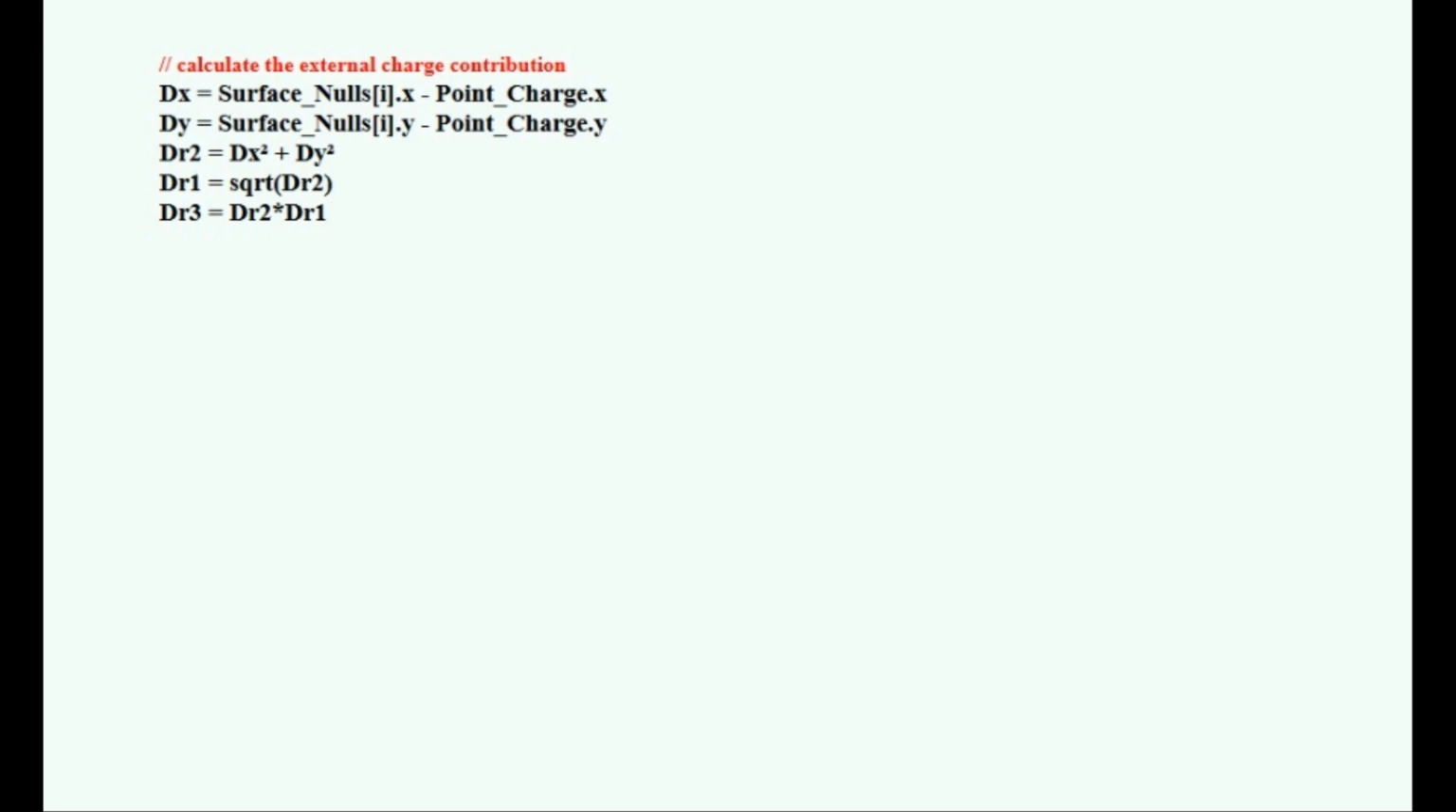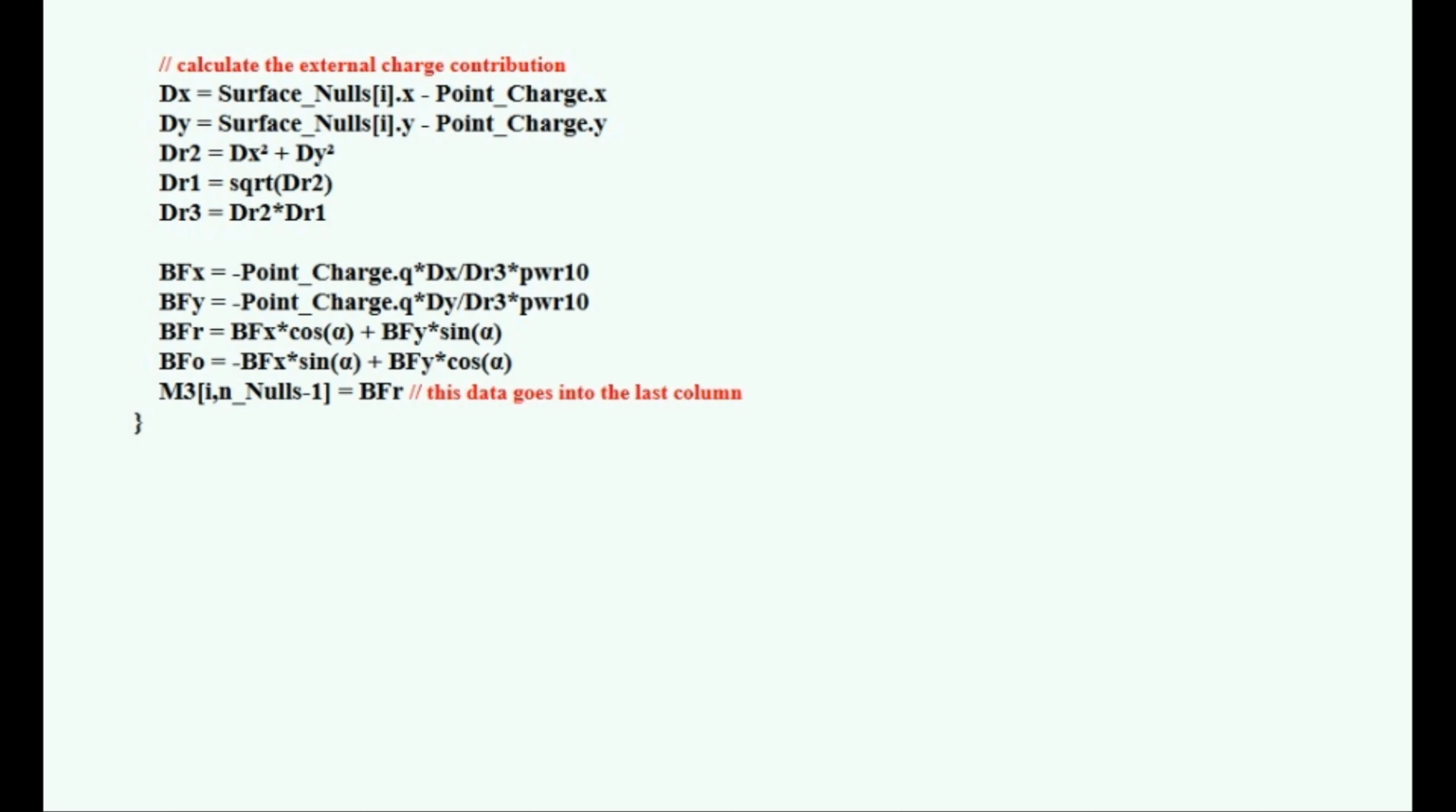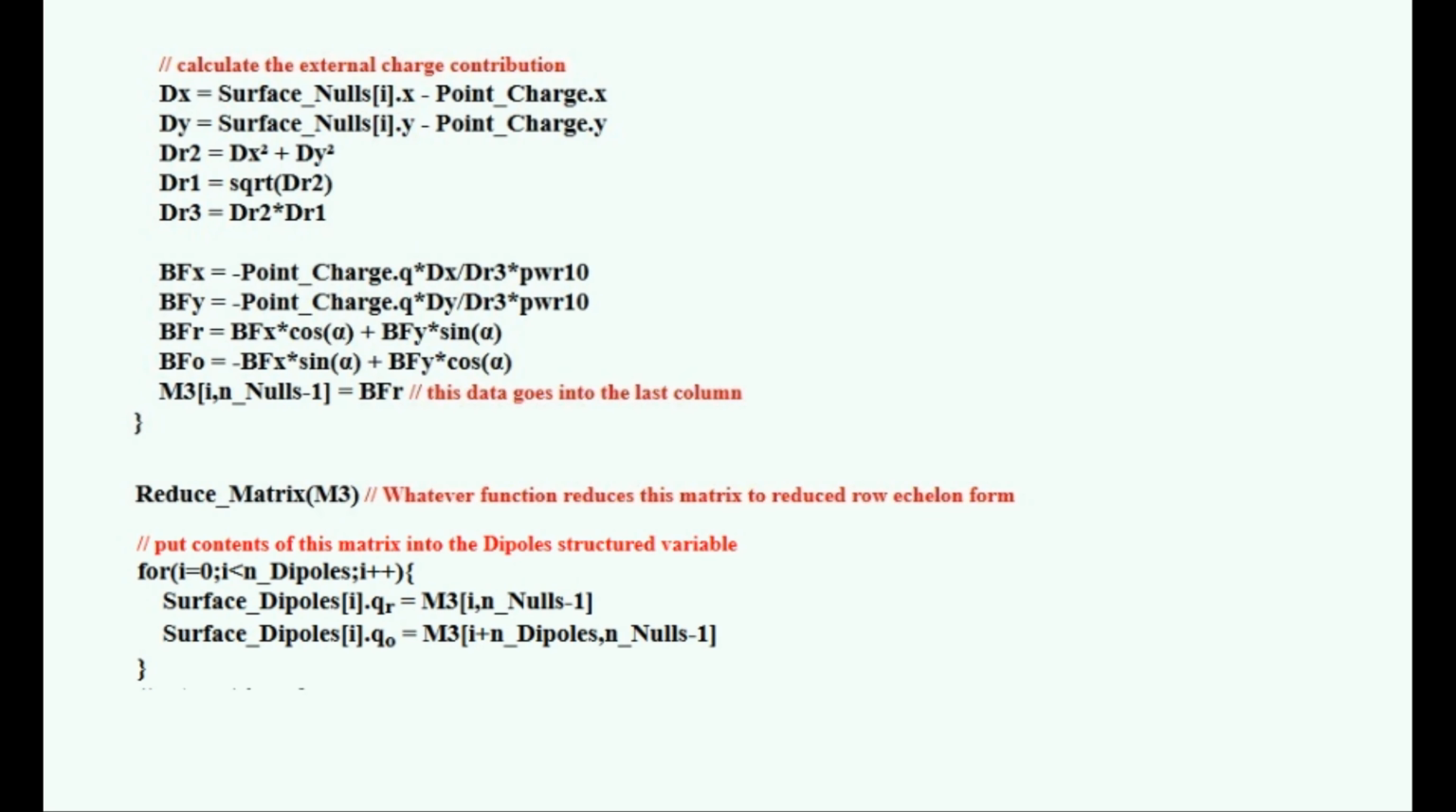Now to calculate the distances between the surface nulls and the external magnetic charge. Then we'll calculate values from these distances and external magnetic charge and insert them into the last column of the matrix. We'll then use a function to solve for this matrix, usually called reduce, or it can be a specially written function somewhere in your own code. This will cause the last column to contain the values for all of the dipole moments that we want. We'll then use a final loop to insert them into the dipole structured variable.